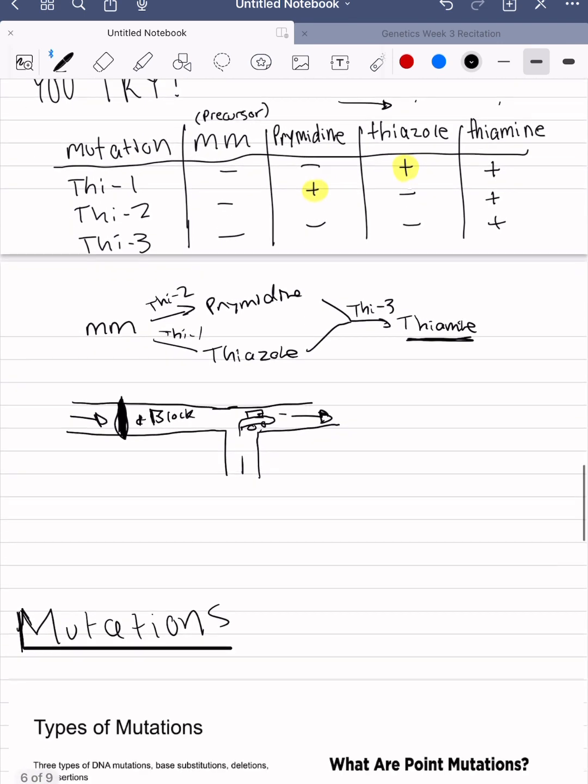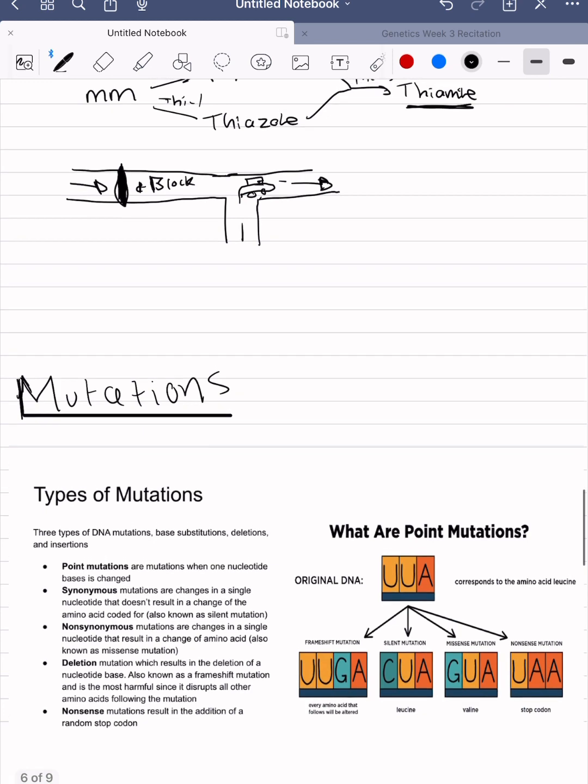All right, now let's talk about mutations. So this is what we spoke about last week, and there are different types of mutations. There are 3 types of mutations: base substitutions, deletions, and insertions. And so we have point mutations, and point mutations are mutations in which one nucleotide base is changed. And within point mutations, you have a variety of different types.